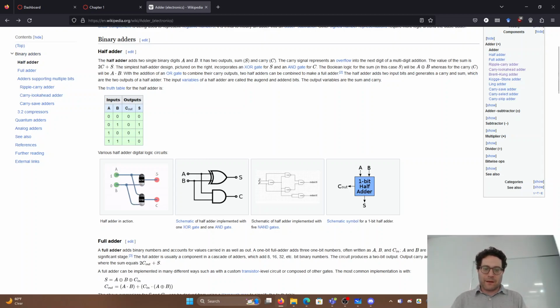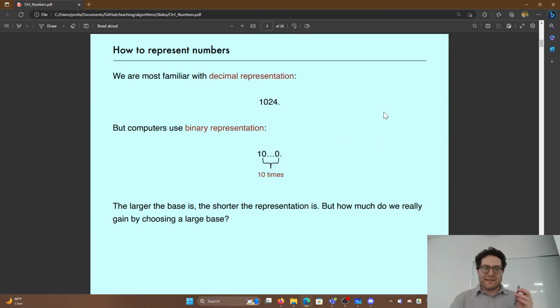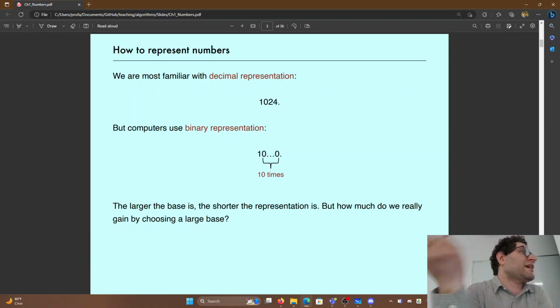So the reason I bring this up is because we need to talk about a basic assumption that we've been making, which is, when we talk about addition, we often say that if I'm going to do an addition operation, that takes constant time. Constant time to what, though? Because that's actually not true. It all depends on what we're counting.